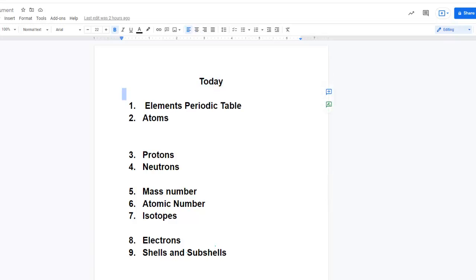Today we will talk about elements on the periodic table: atoms, protons, neutrons, mass number, atomic number, isotopes, electrons, shells and subshells.